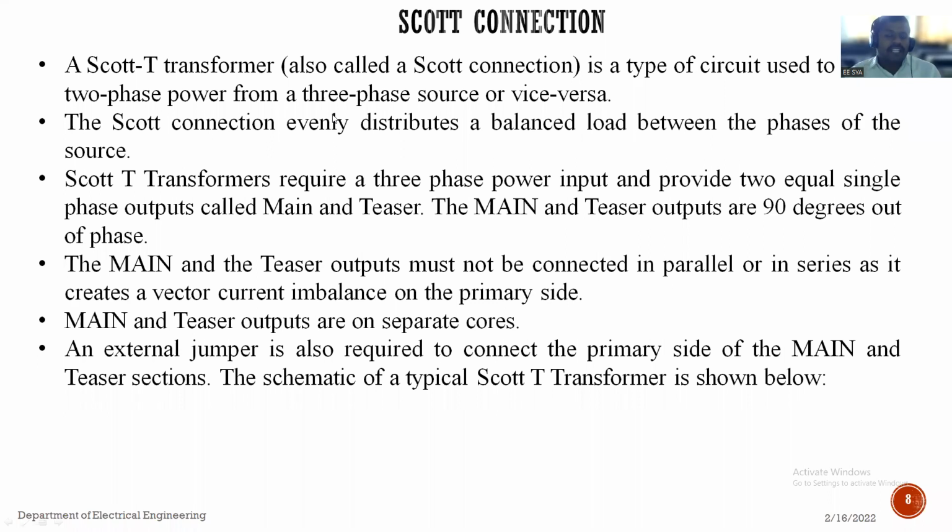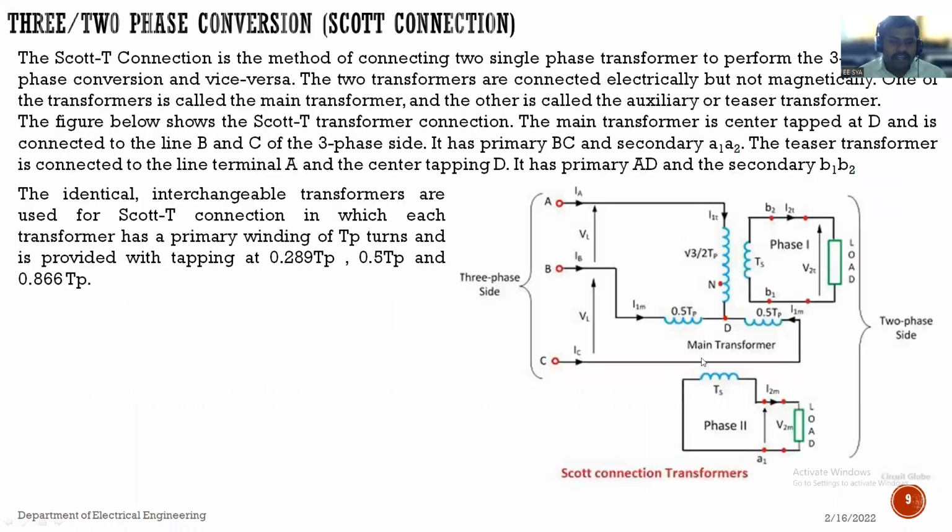The main transformer is centrally tapped. We saw the diagram. Center tapping is used, and the number of turns of the main transformer is divided into two equal parts, that means 0.5 turns on the left hand side and 0.5 turns on the right hand side. According to this, we have calculated how many turns will be present in the teaser transformer.